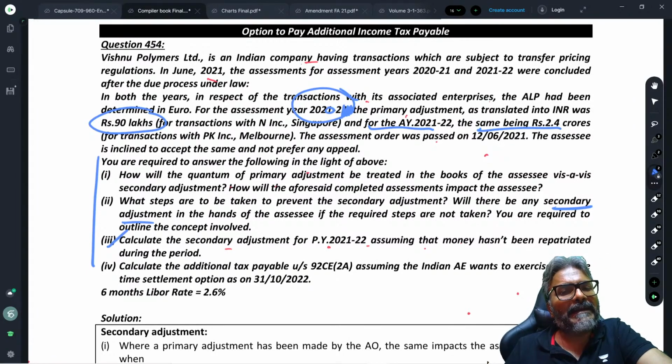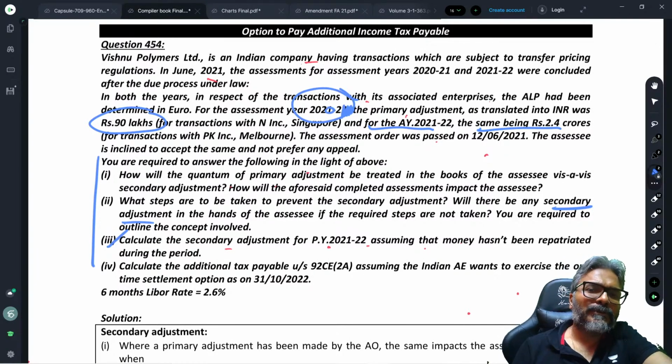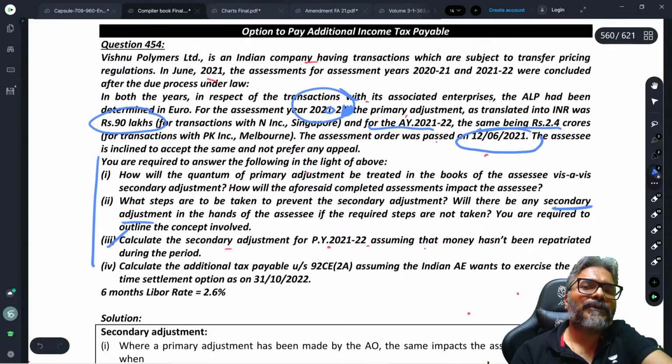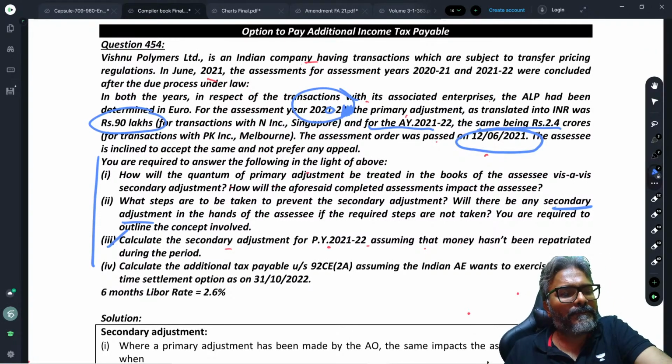Calculate the secondary adjustment for previous year 21-22, assuming that the money hasn't been repatriated during that period. Now, students, you tell me one thing. In this context, you can easily see the relevant date is 12th of June. So, if the relevant date is 12th of June, then in that particular case, what will we say? Quickly tell me this.